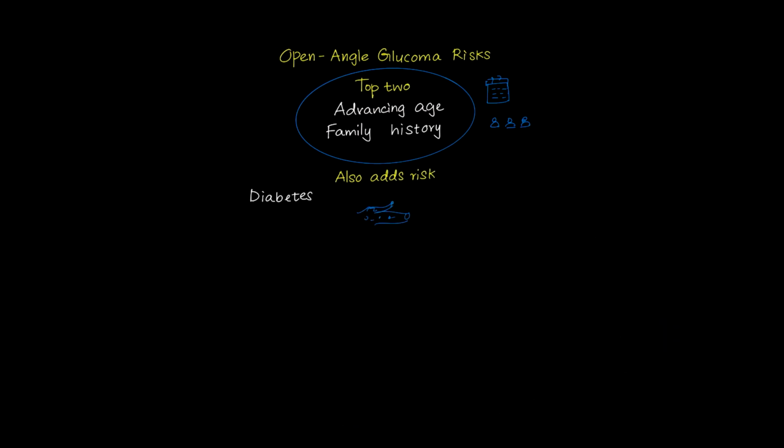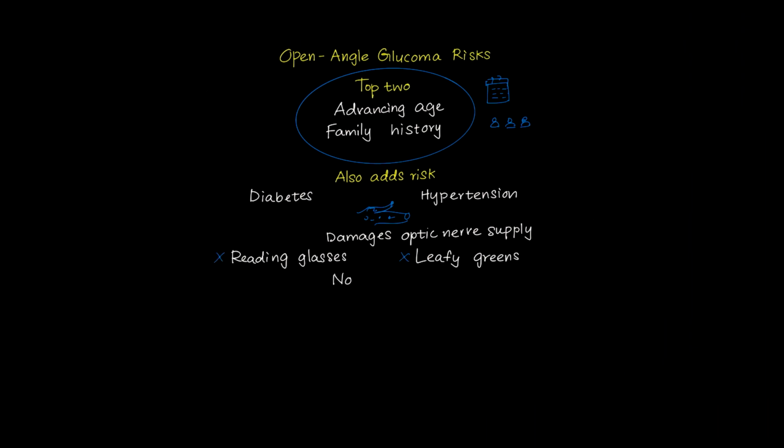Reading glasses since childhood point to refractive errors, which have nothing to do with glaucoma. Leafy greens are protective for eye health through nutrients like lutein and zeaxanthin. Sunglasses protect against ultraviolet damage and cataracts, but do not prevent or cause open-angle glaucoma. The correct pairing is always age plus family history.